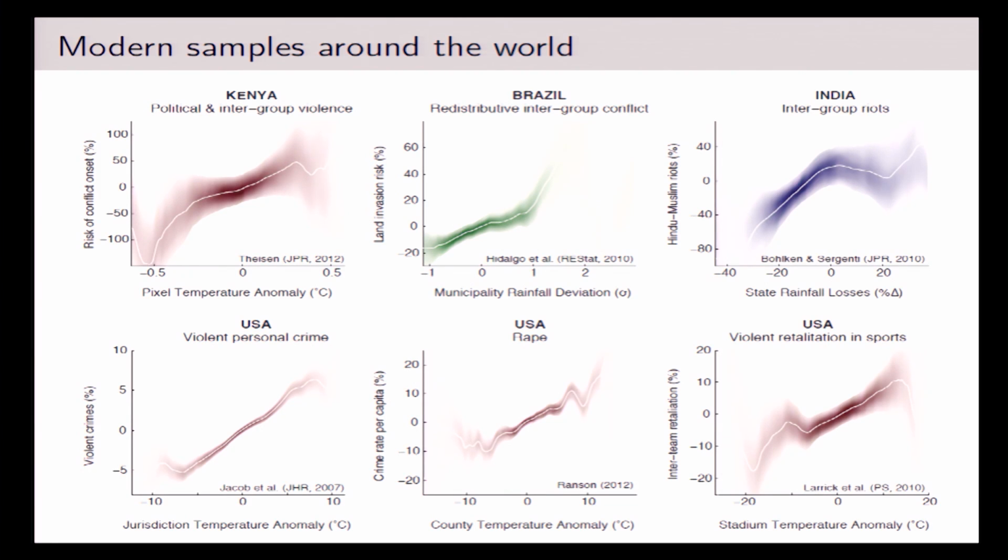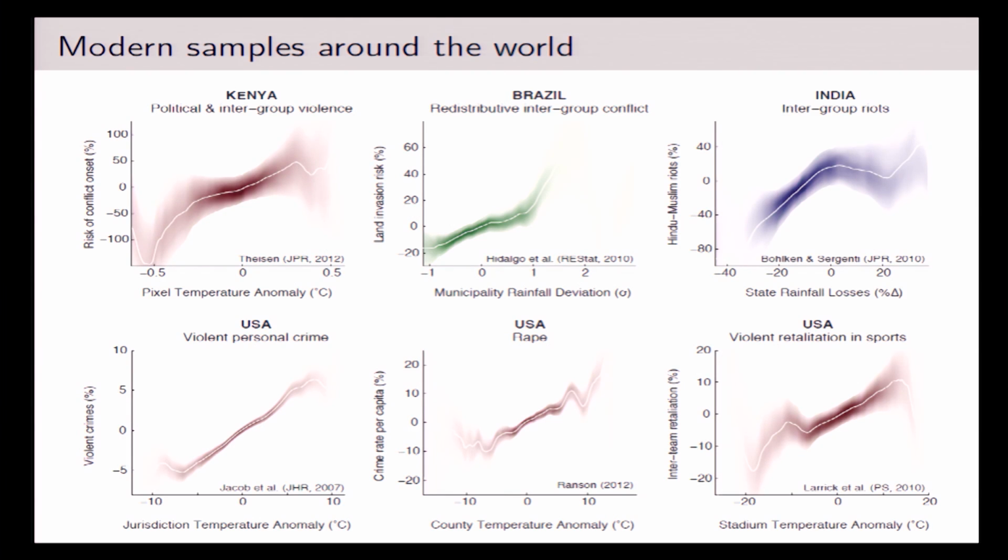In the United States, there's very high-resolution data on a variety of different crimes. And what we see is that across basically all counties within the United States, an elevation of temperature leads to higher rates of violent crime in basically a linear fashion. This is a recent study by Ranson, very important. They point out that many different subtypes of crime, including rape, increased with increasing temperature.